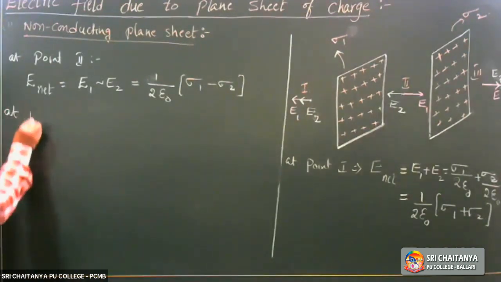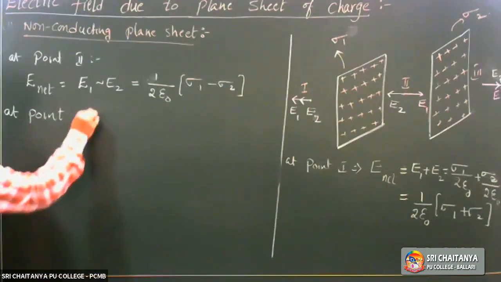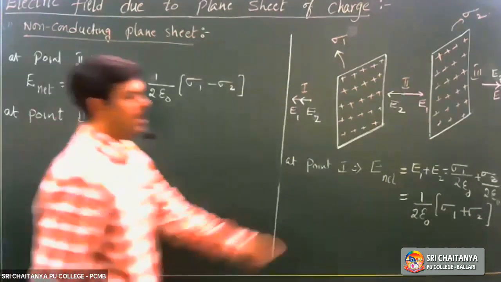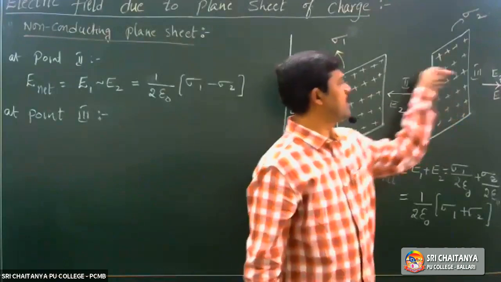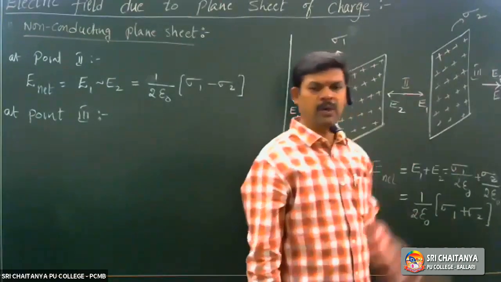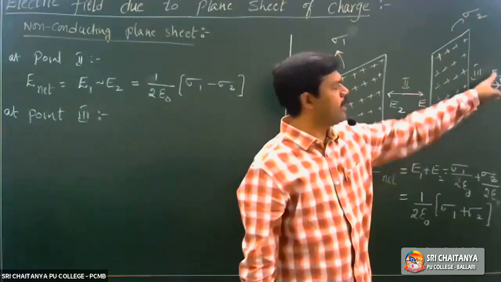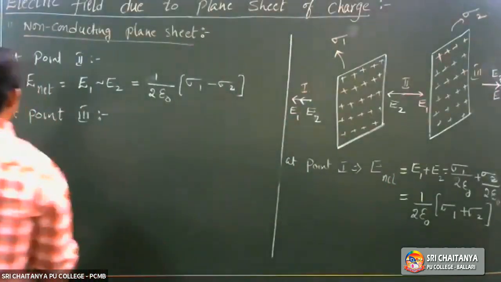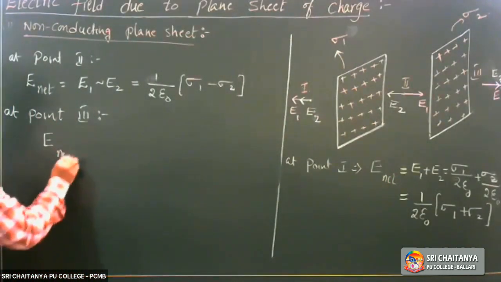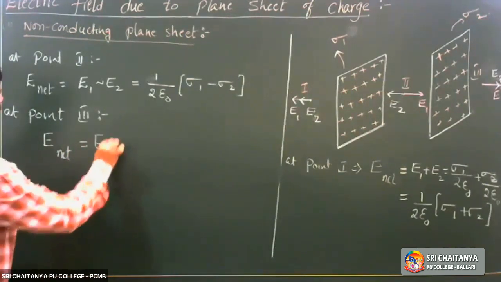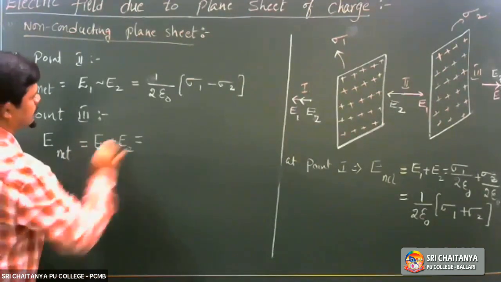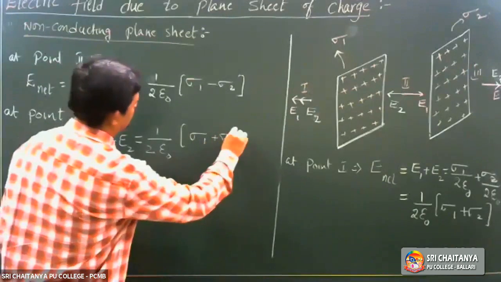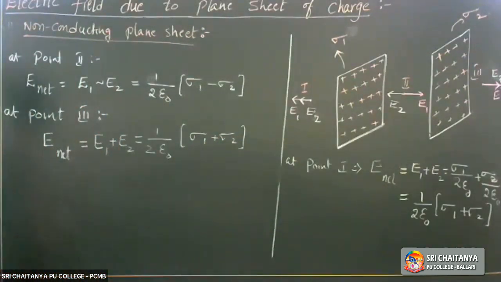In the same way, at point 3, see there at point 3, how the electric fields are due to this outward, due to this one also outward. So see here E1 and E2 are parallel in the same direction. So they simply add up. So at point 3, what is E net if you are asked? E1 plus E2. 1 by 2 epsilon naught sigma 1 plus sigma 2, like this. Okay.